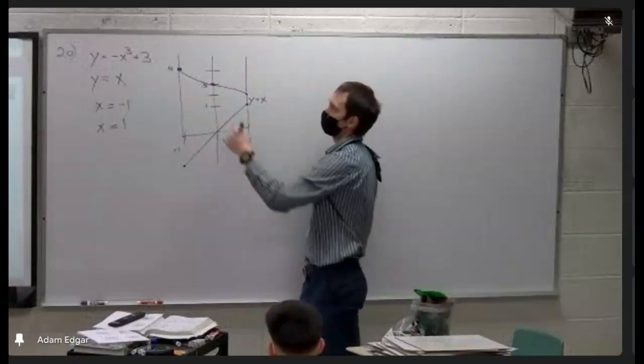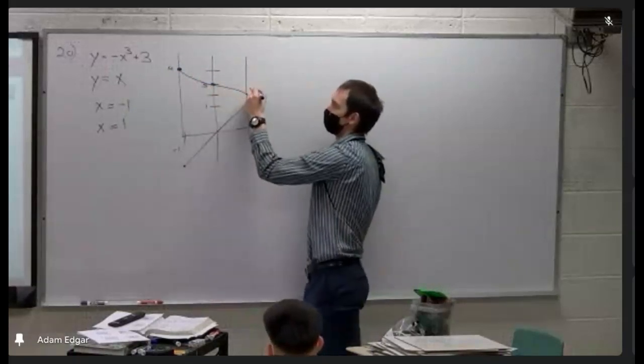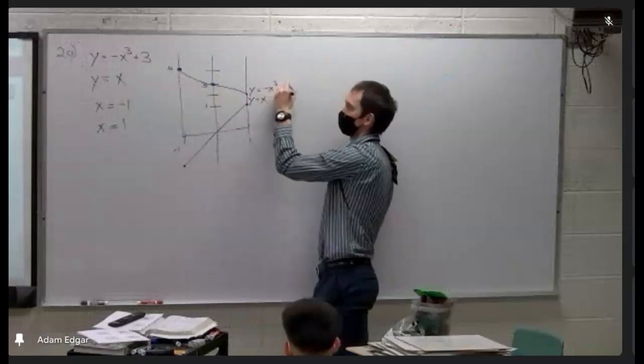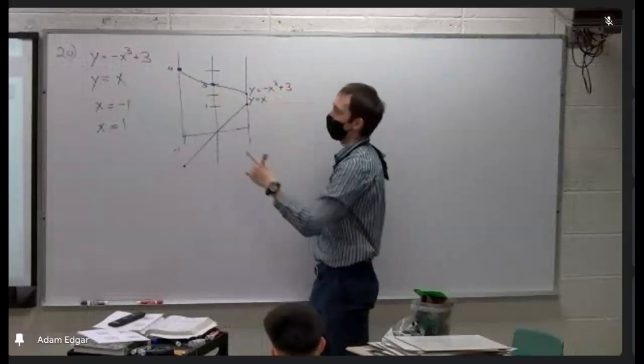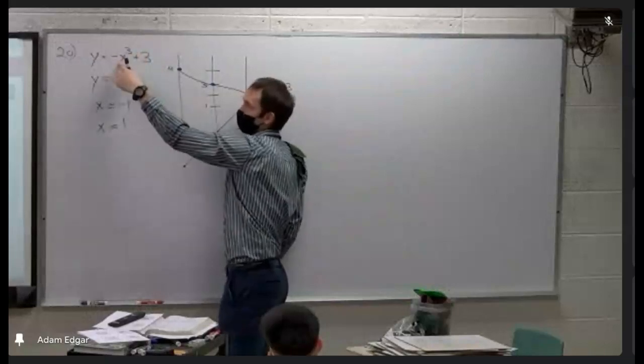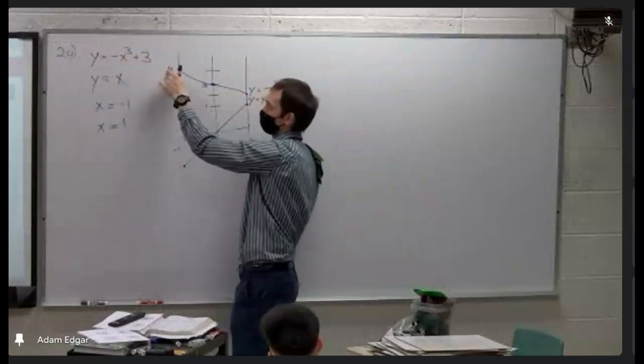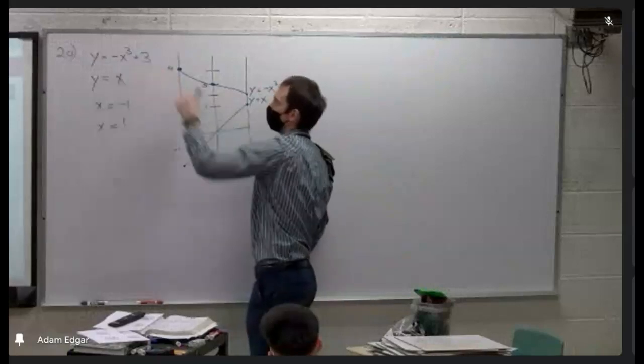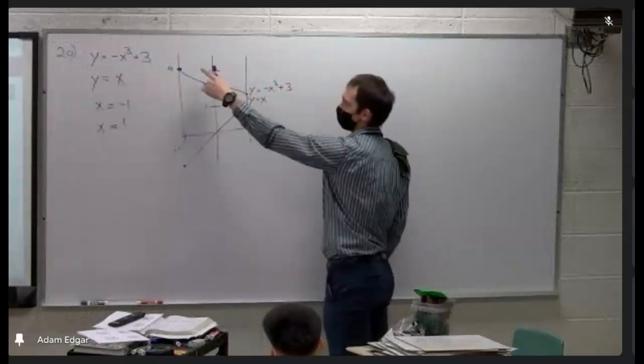So this up here is y equals negative x cubed plus 3. At negative 1, cubed is negative 1, negative 1 is positive 1, 1 plus 3 is 4. So we got negative 1 comma 4, and then positive 1 comma 2 for the cubic function.